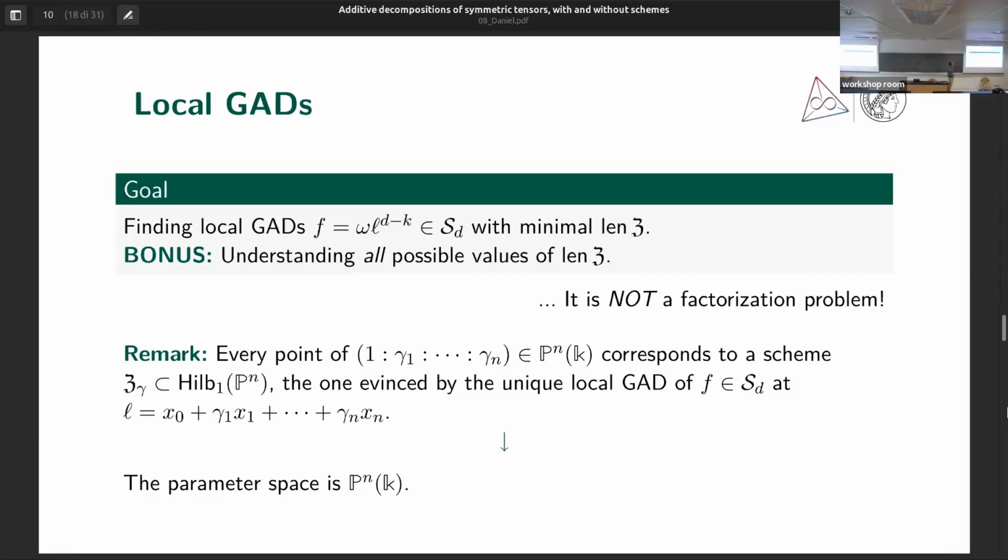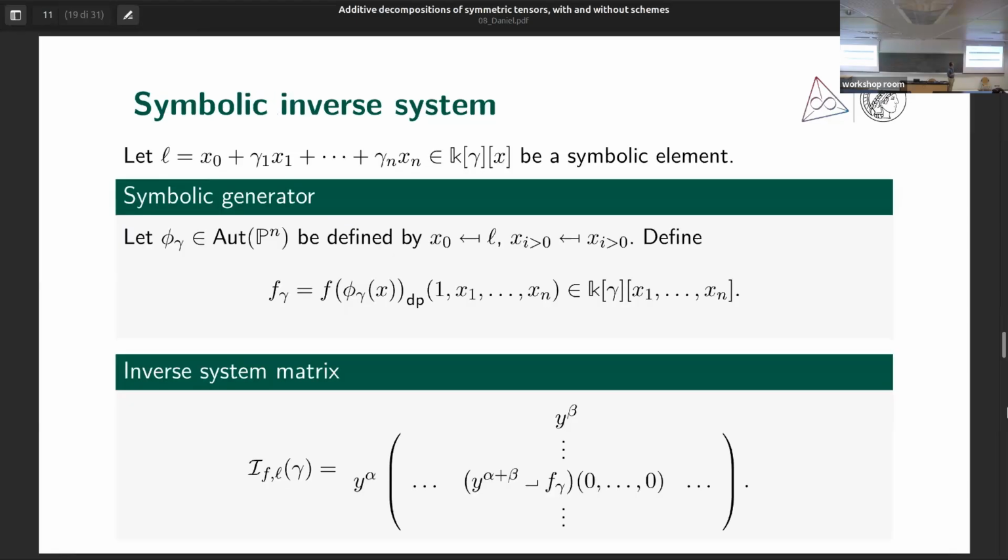And this looks like a factorization problem, but it's not. So the parameter space is Pn. Every point of Pn gives you one scheme from F, and this is really a one-to-one correspondence. And the way we propose to do it is a bit naive, but I will try to convince you that it works quite well, at least in the small cases.